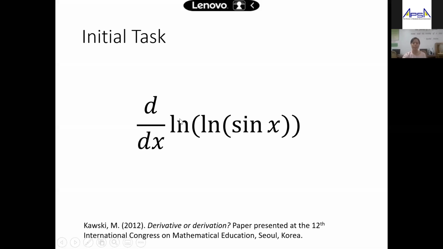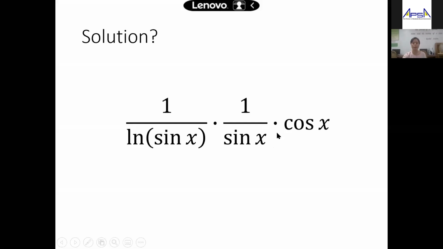You have this. And then to get the derivative, we need to get the reciprocal, right? And then using the chain rule, we have this: 1 over ln sine x times 1 over sine x times cosine x. O yung mga hindi nakakuha nito, wag muna kayong umalis kasi ito lang ito, sa umpisa lang ito. Ayan.